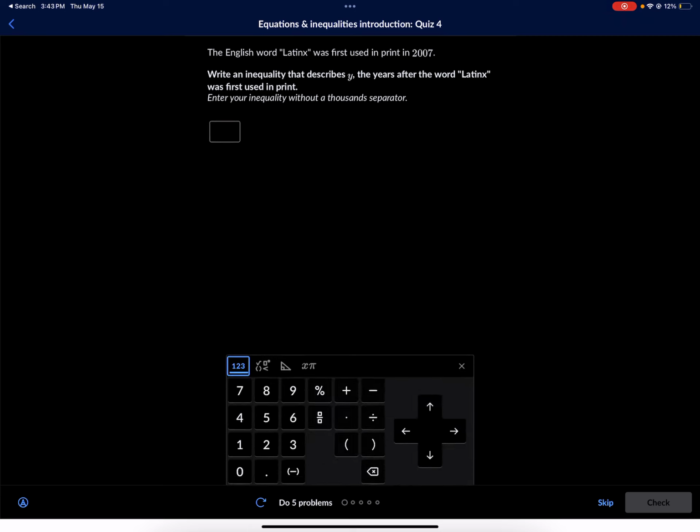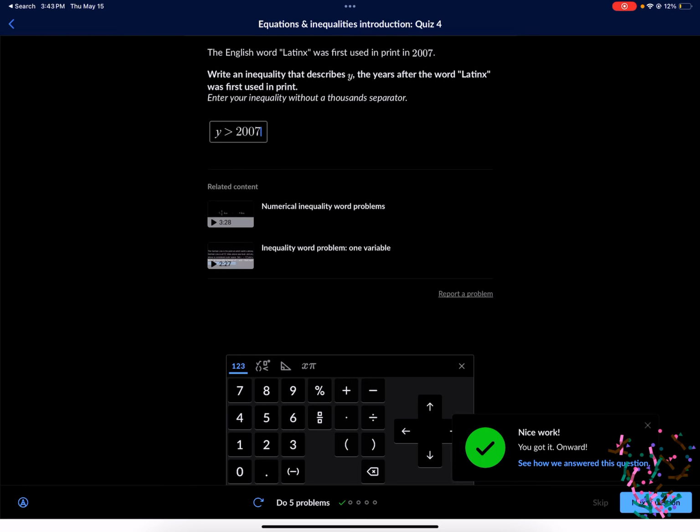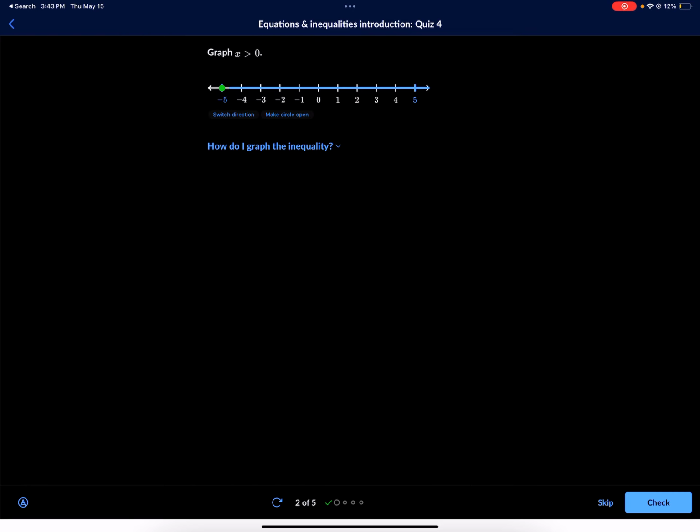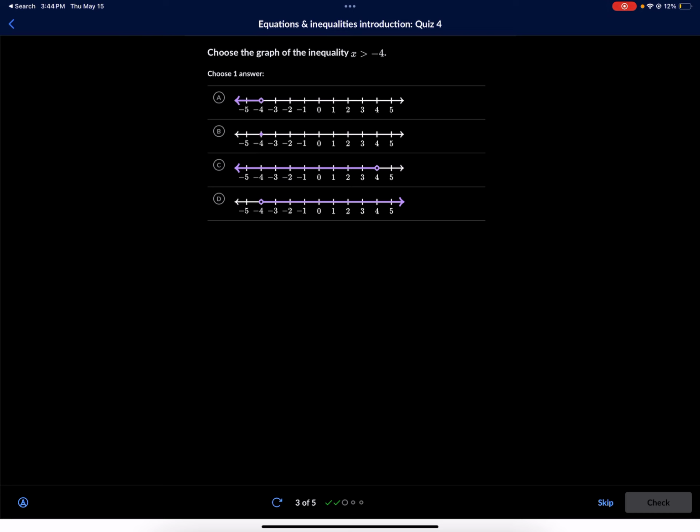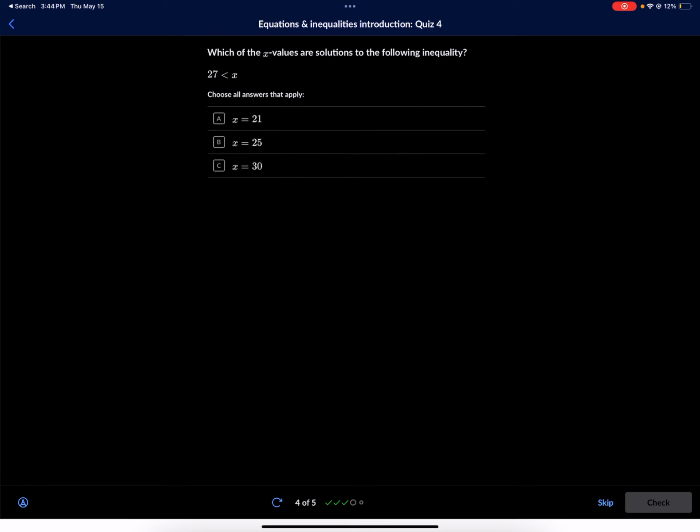The answer is Y is greater than 2007. If you got that right, good job. The answer is, make the circle open, put it on 0, and then over there. So the answer is this. If you got that right, good job. The answer is D. If you got that right, good job. The answer is A and B. If you got that right, good job.